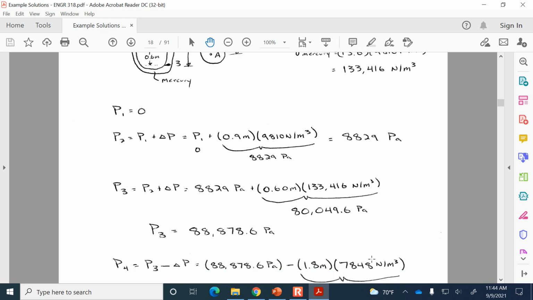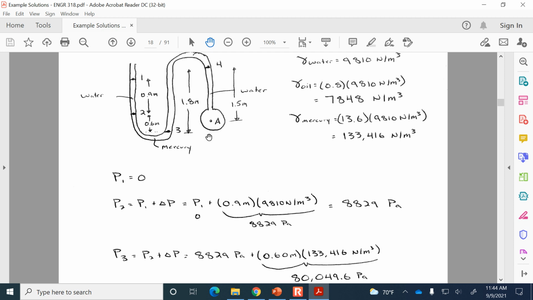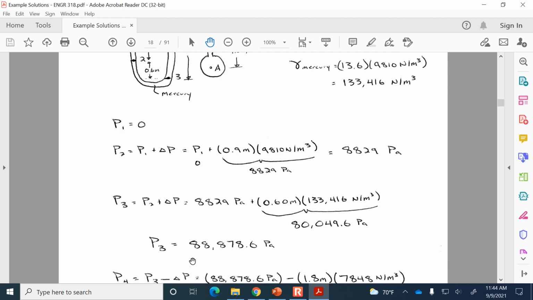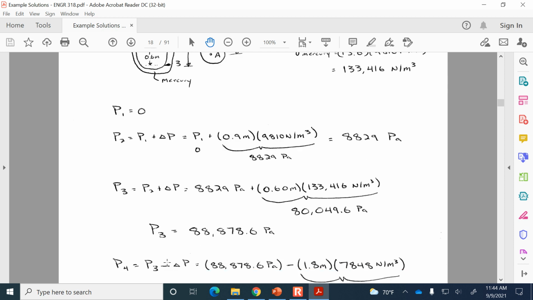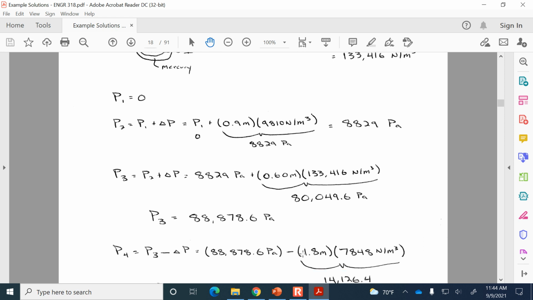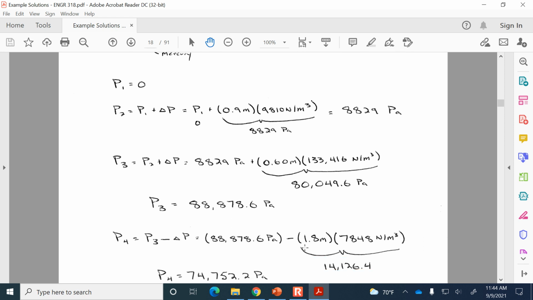Pressure at 4, since we're going to go up through the fluid from 3 to 4, is a minus. So it's P3 minus the delta P. And this time we're going through oil, so we use the oil unit weight. So the pressure is going to decrease at a slower rate than if we were going through water or mercury. So 74,752 is the pressure at 4.